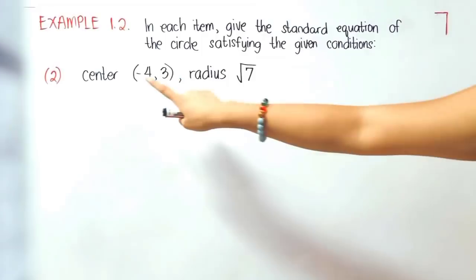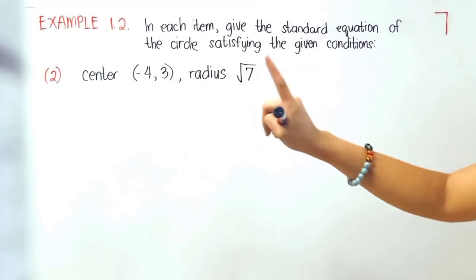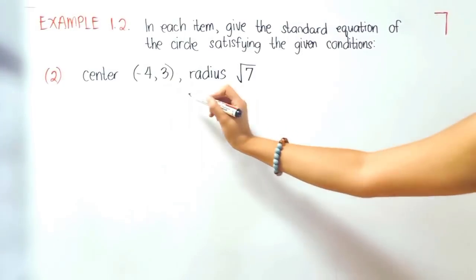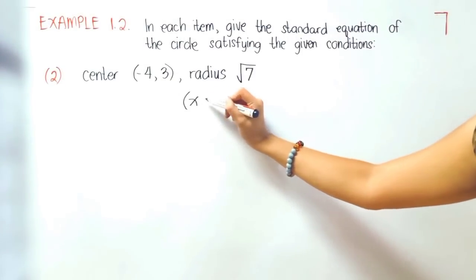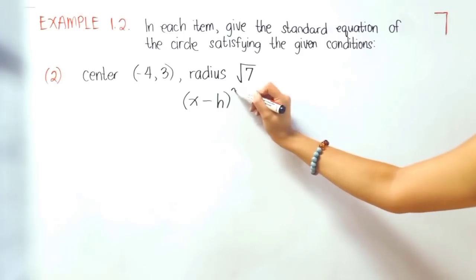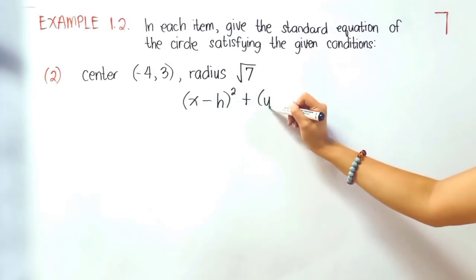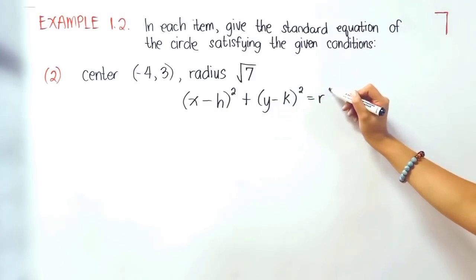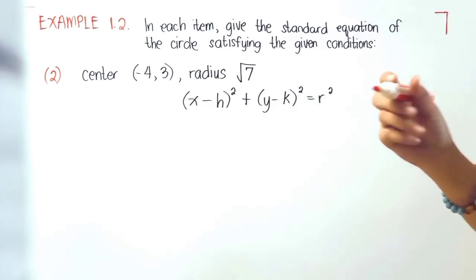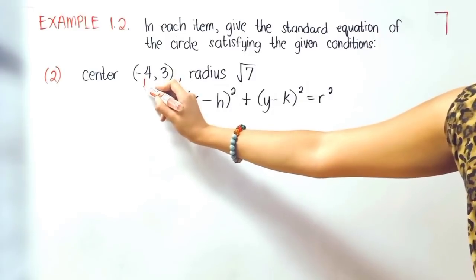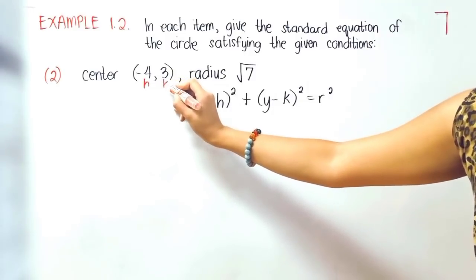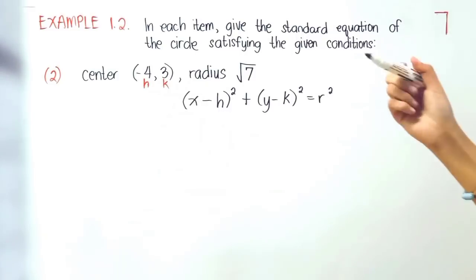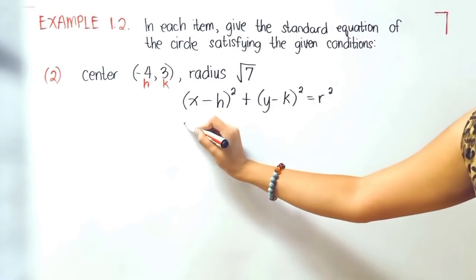The center here is negative 4, 3, and the radius is negative 7. Since the center is not in the origin, we'll be using x minus h quantity squared plus y minus k quantity squared is equal to r squared. This is our h and this is our k. We are now ready to substitute.